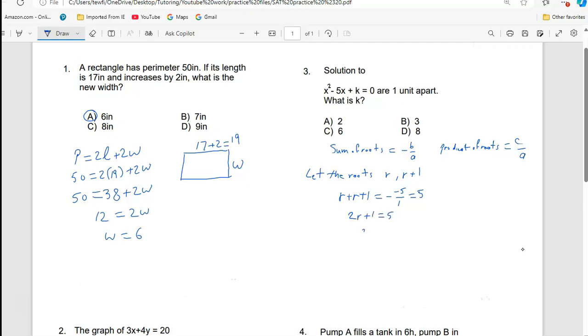So how much is r? 2r equal to 4, so r equals 2. So the first root is 2, and our roots are 2 and 3. Now the product of the roots, which is 2 times 3, equals c over a, which is k over 1. So k equals 6, and that is choice C.